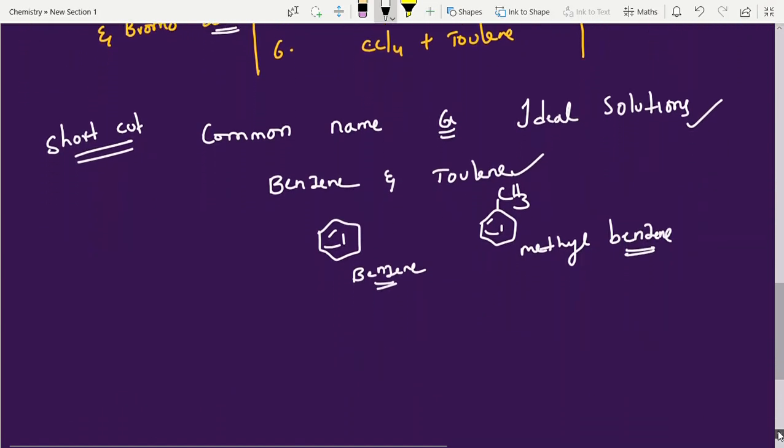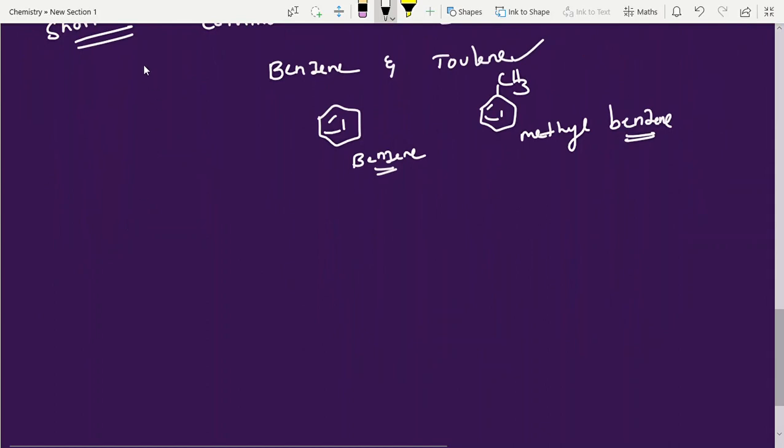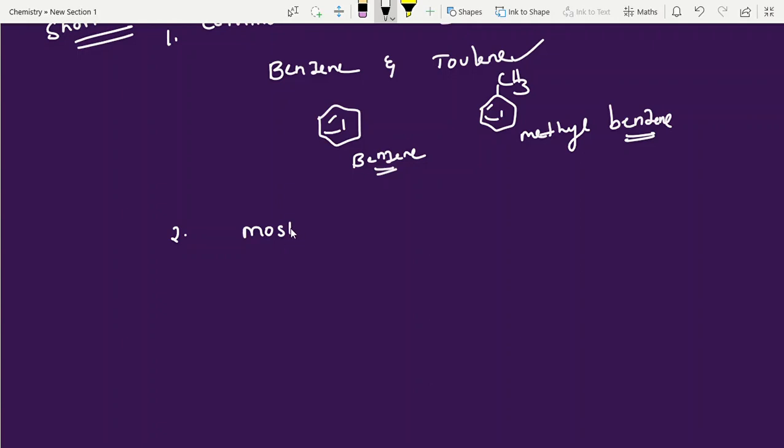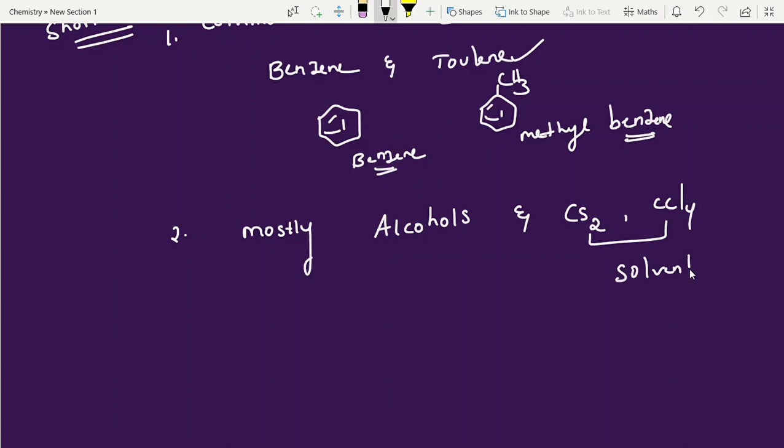What is that? Yes, positive deviations. For positive deviations, what is the shortcut we are using? Mostly alcohol and carbon disulfide, CS2, CCl4. These types of solvents are there. Definitely it will go for positive deviation. Mostly alcohols and CS2, CCl4. That is positive deviations. Next, last part.